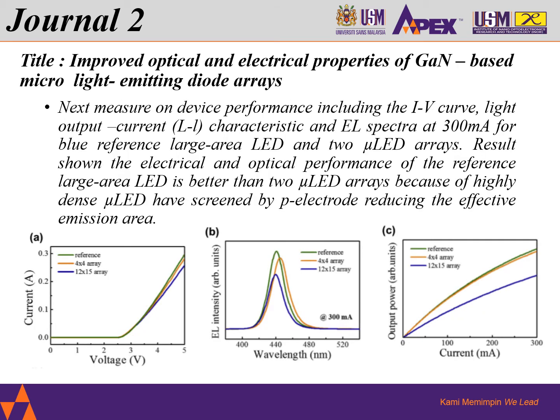Next is the measurement of device performance, including the IV curve, light output-current characteristic and EL spectra at 300 milliampere for the reference larger LED and the 2 micro LED arrays. The result shows that the electrical and optical performance of the reference larger area is better than the micro LED, because the high density micro LED has been screened by the P electrode, reducing the effective emission area.